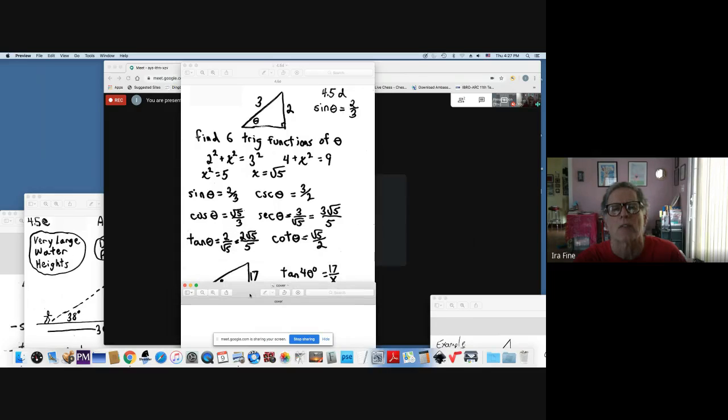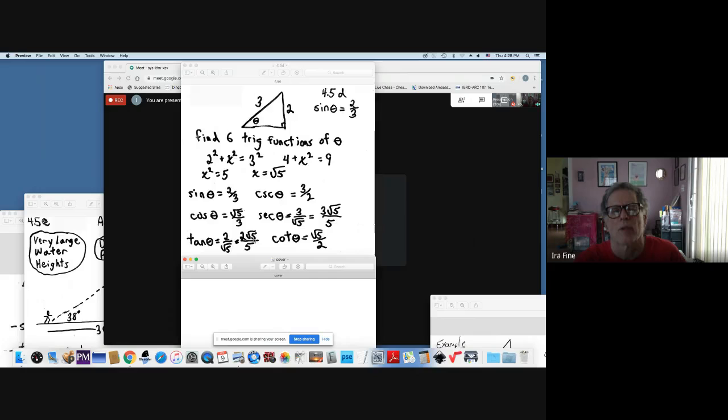And the last one, we're going to get that the tangent of theta is opposite over adjacent. Remember, we figured this is radical 5. So it's 2 over radical 5. Rationalize the denominator. So we get top and bottom times radical 5. We get 2 radical 5 over 5. Now, to get the cotangent, you get the reciprocal.